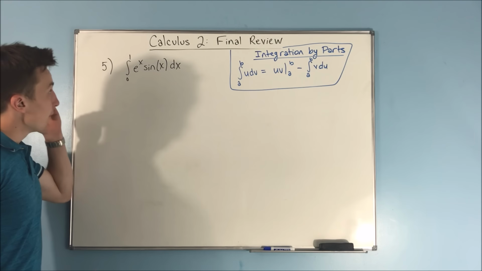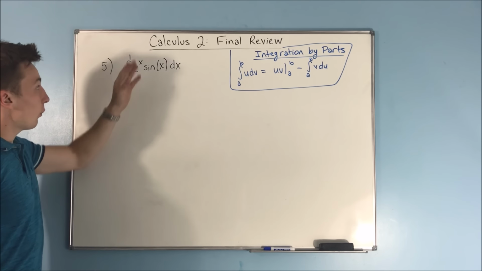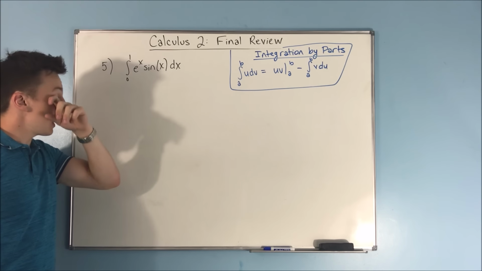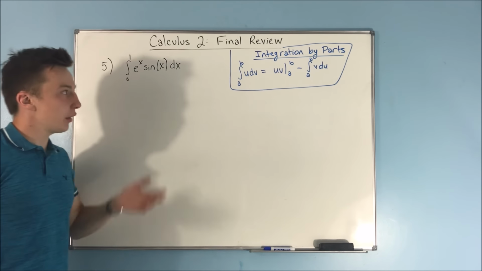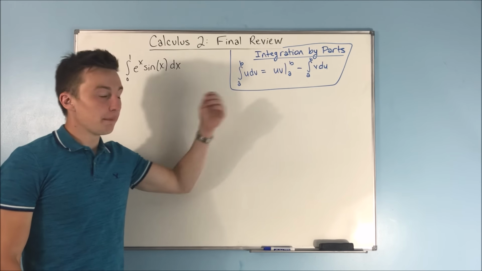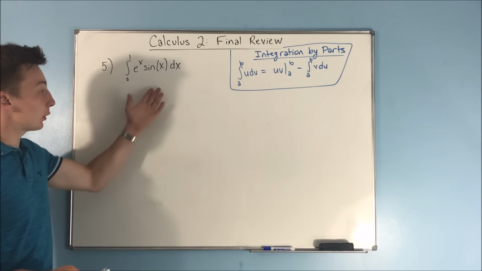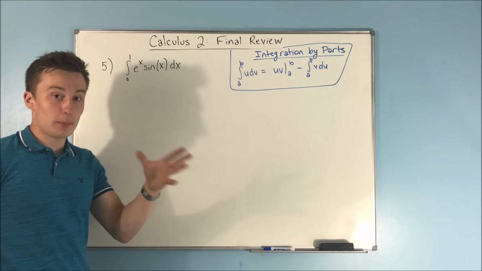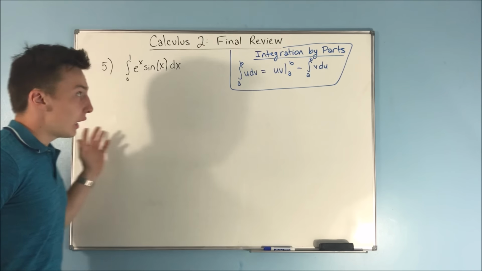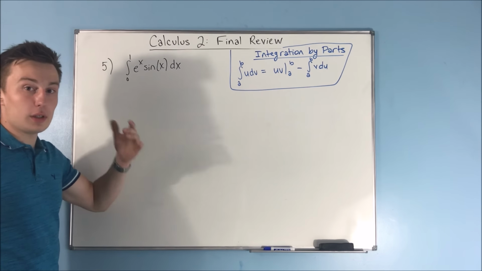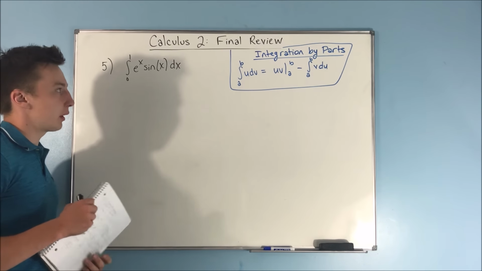Now our next question is we want to integrate from 0 to 1 e to the x times sine x dx. You can see here I kind of already spoiled it by putting it over here, but we're going to have to do integration by parts here. We have two functions being multiplied together, and that's literally screaming integration by parts. There's no Calc 1 integral that we can do here. We're going to have to do some integration by parts.